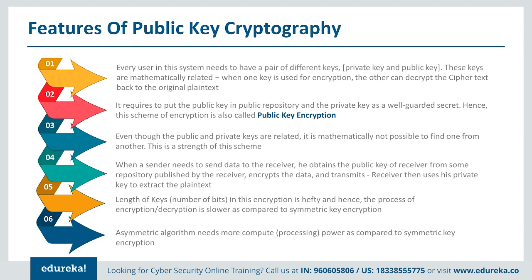And when a sender needs to send data to the receiver, he obtains the public key of the receiver from some published repository, encrypts the data, and transmits. The receiver then uses his private key to extract the plain text.